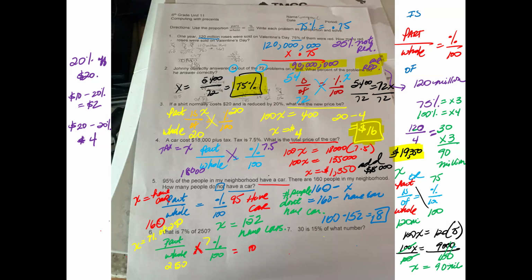100 times X. What's 7 times 250? 1,750. Okay, and then divided by what? Which is? 17.5.